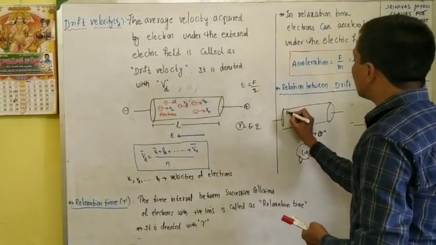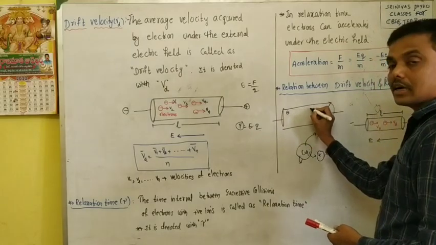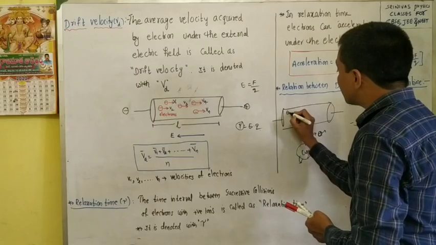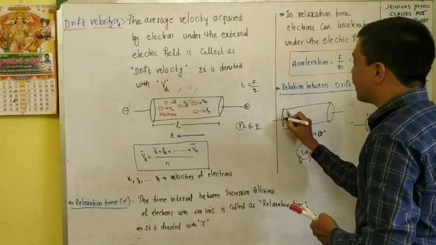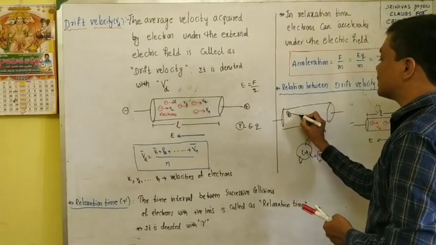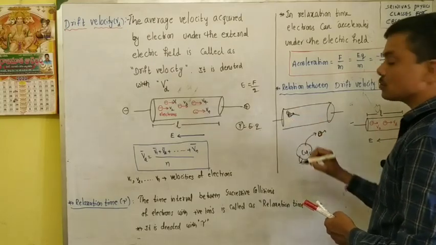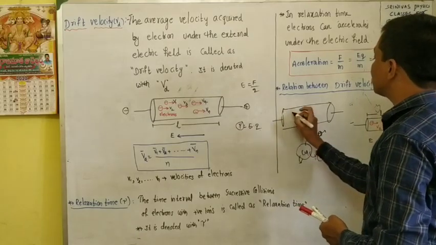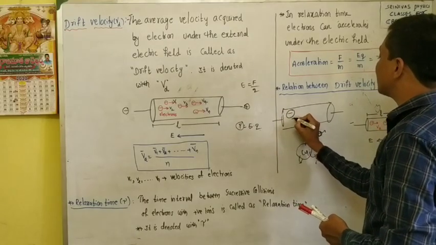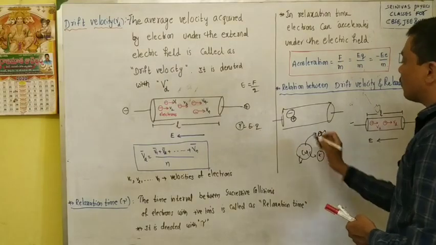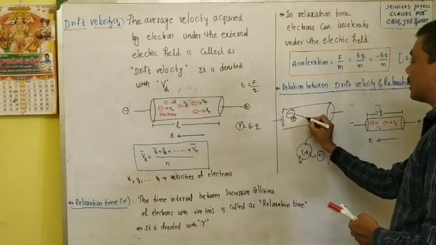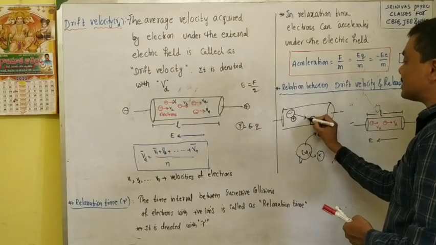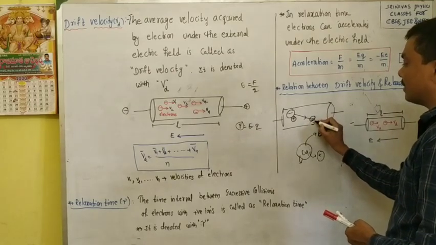Now when this electron is moving through the conductor, at that moment it will collide with the ions. For example, here this electron collides with one ion. After that it is going in this direction. From here to here the electron traveled. Here the electron collides with the positive ion. After that, the electron starts moving like this, and after coming to this point, again this electron collides with another ion.